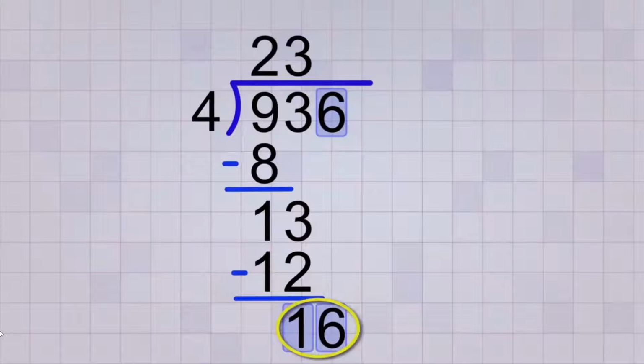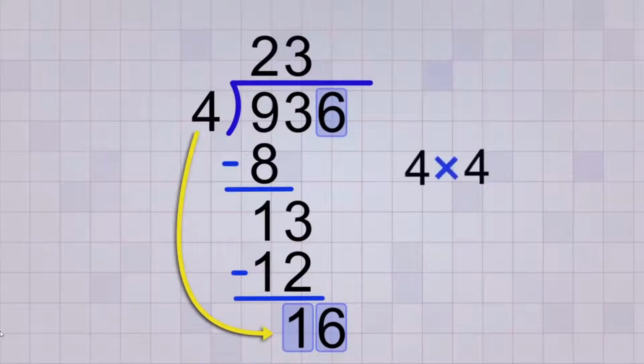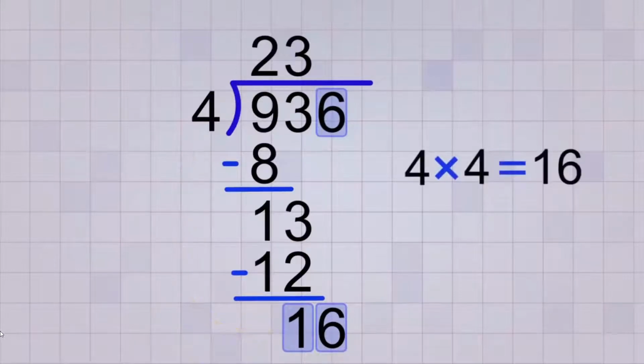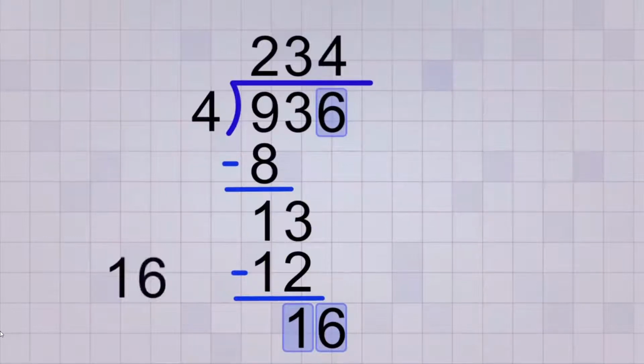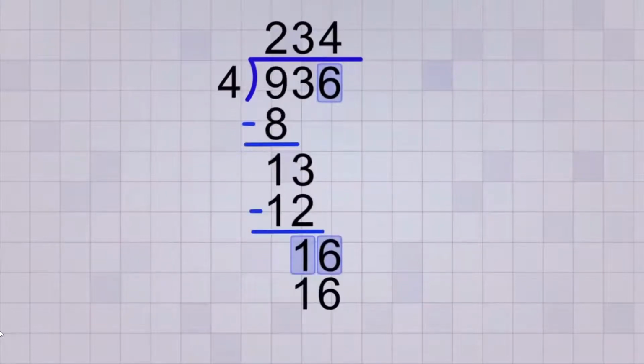That's good because it's going to be easy to divide 4 into 16, because 16 is a multiple of 4. It takes exactly 4 4s to make 16. So we put a 4 in the last place of our answer line, and then we write the 16 below our new remainder. Now, if we subtract 16 from 16, we see that our last remainder will be 0, which means there's no remainder left.